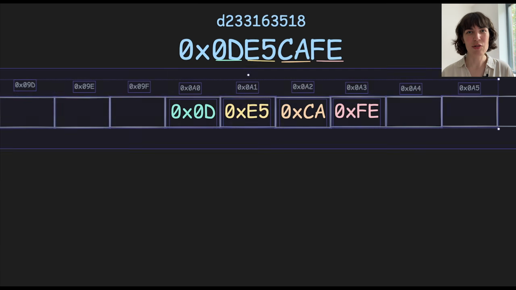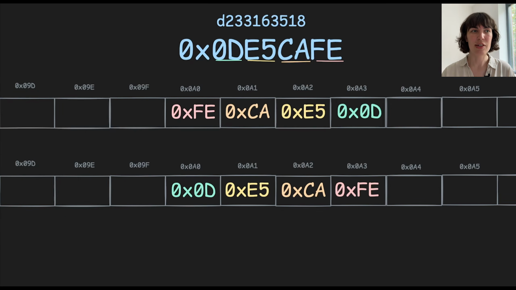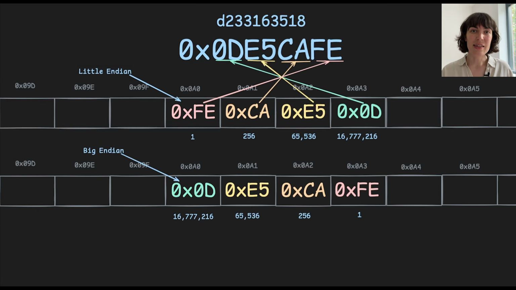Alternatively, and slightly counterintuitively, we can store the bytes with the least significant part first. So starting with FE, which comes at the end of the number. And this is called little endian order. So big endian, which is the way we're used to representing numbers with the most significant stuff at the start and the least significant at the end, and little endian, which works the opposite way, with the least significant stuff at the start and the most significant stuff at the end.